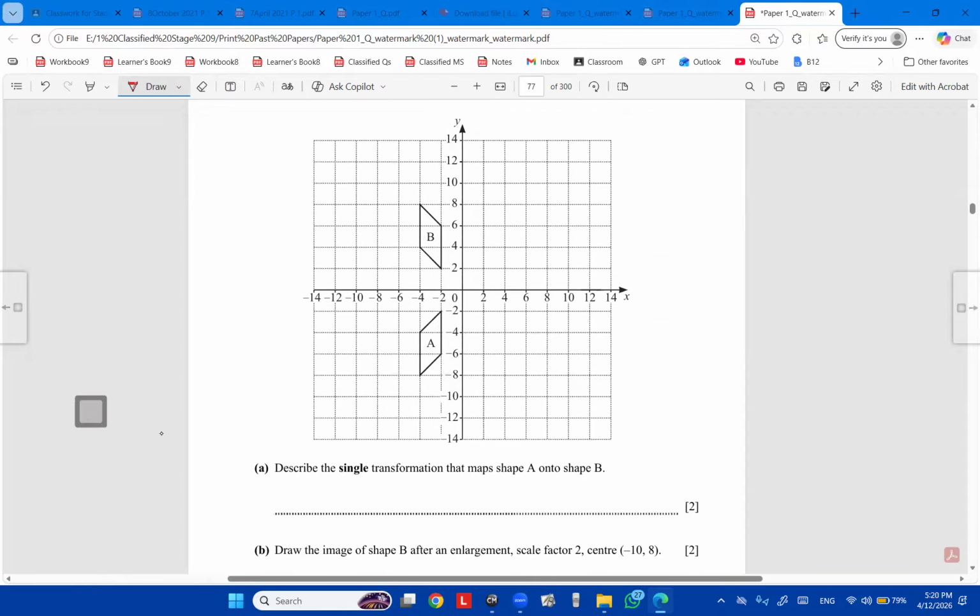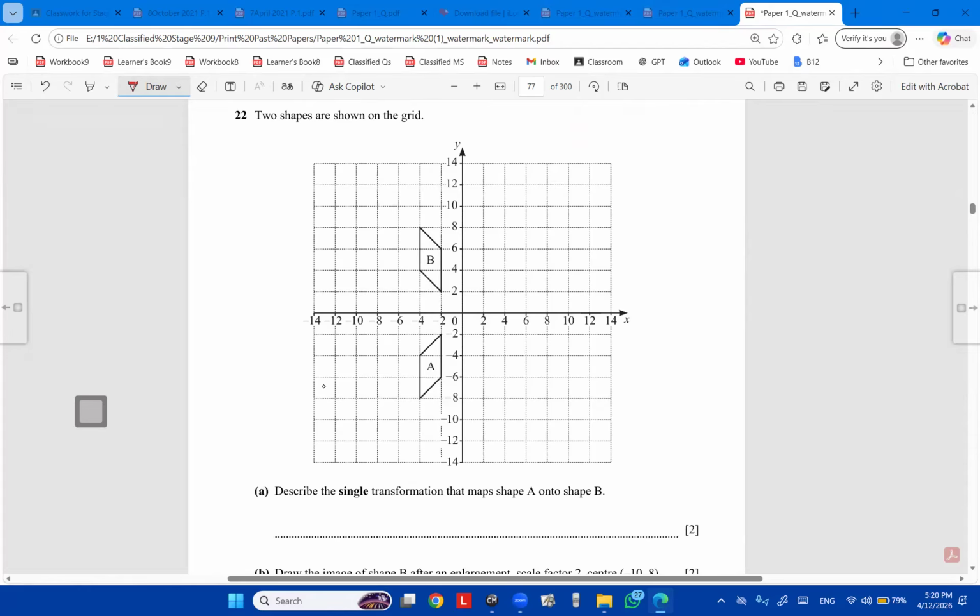Next question. Two shapes are shown on the grid, A and B, and they ask you to describe the single transformation that maps shape A onto shape B. So what happened to A to become B? Well, it's a reflection. You should recognize this. It's as if you had a mirror line, as if shape A is looking at itself in the mirror. But where is the mirror? The mirror is halfway between shape A and shape B.